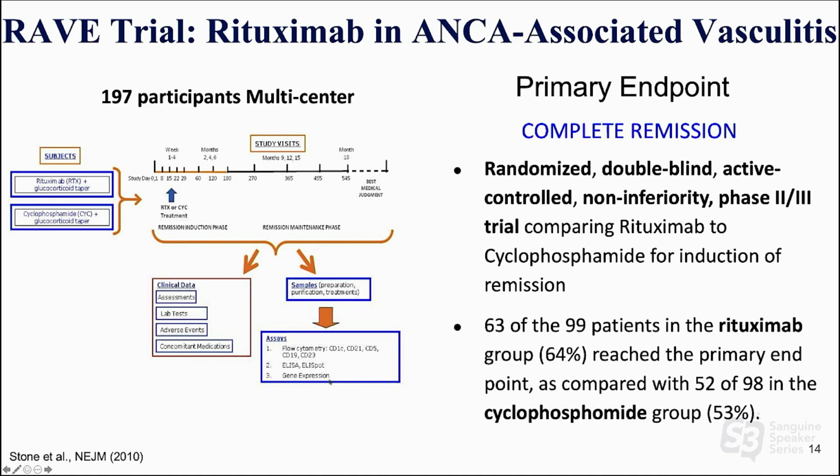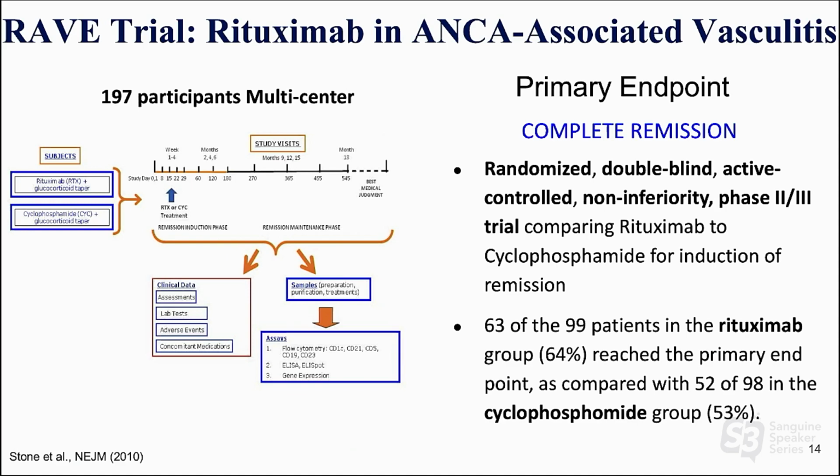As you can see, lots of data, and all this data by phase went into ImmPort. This trial had about 197 participants. It was a multi-center trial. What was observed and published by Stone et al. was that 63 of the 99 patients in the rituximab group, roughly 64%, reached the primary endpoint, that is the complete remission, as compared to 52 out of 98, which is about 53%, in the cyclophosphamide group. So this is the data we got, and that's what we learned from reading the paper.